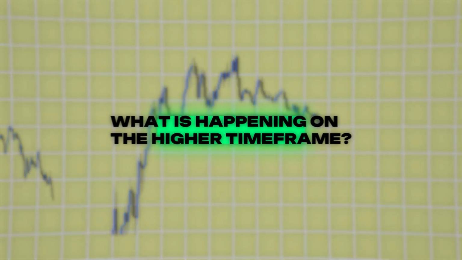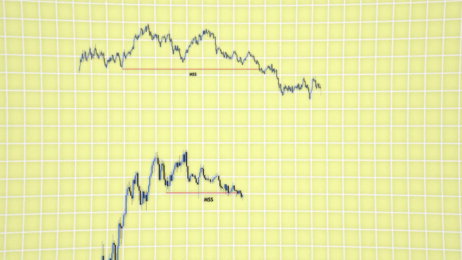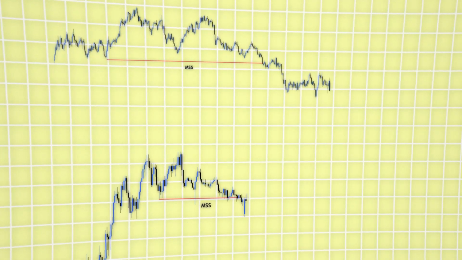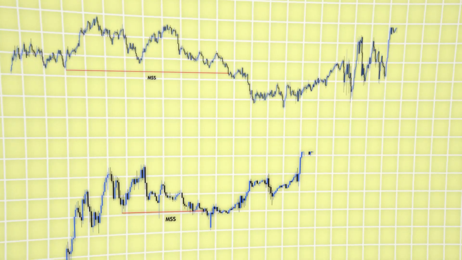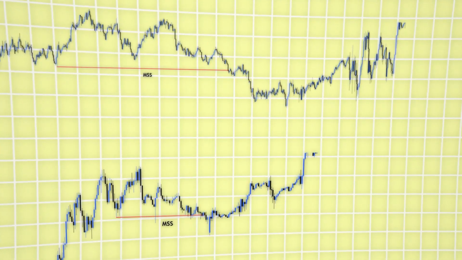The third question is, what is happening on the higher time frame? This is one of the most important factors. If the higher time frame is in a strong uptrend and on the lower time frame an MSS to the downside appears, the probability of a global reversal is usually low. In most cases, this will be either a local correction or a liquidity sweep. This is why multi-time frame alignment is critical.